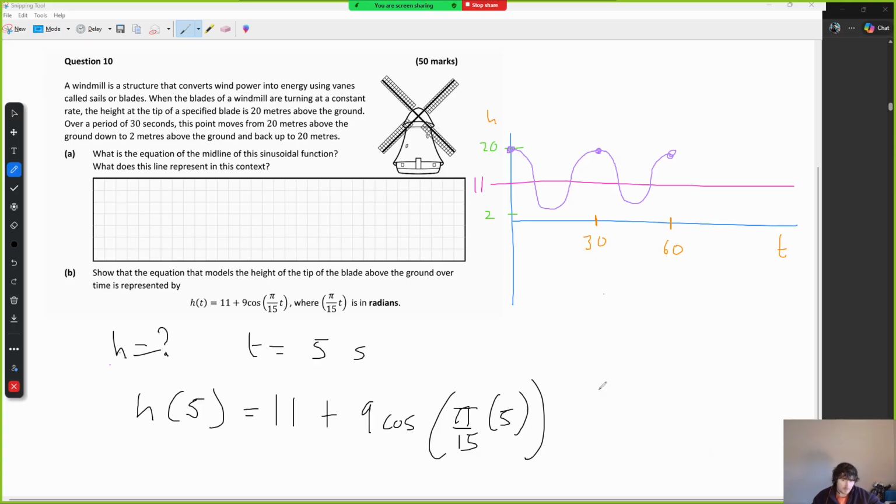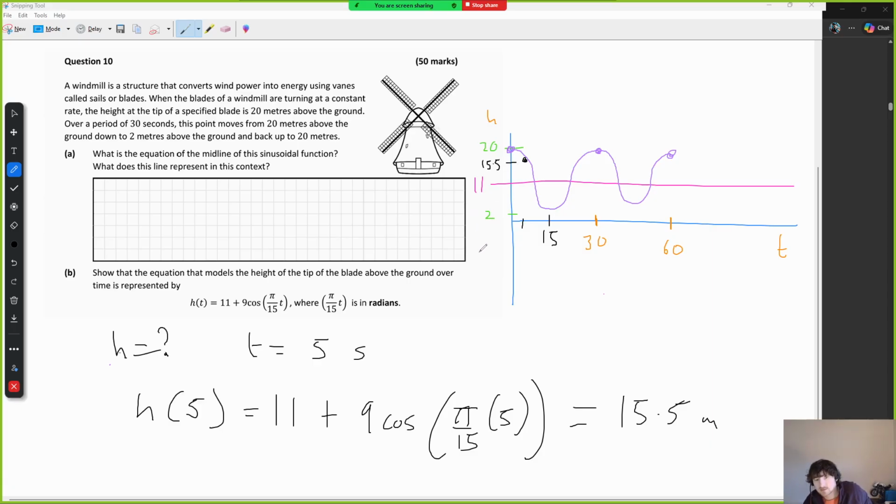And I'll type that in here, making sure calculator is in radian mode. So 11 plus 9 cosine of pi over 15 multiplied by 5. So I'm getting that the blade worked out as a nice number, so we're lucky. 15.5 meters. And does that match up pretty well with our graph? So if we look at this, this here is obviously 15, so 5 seconds is probably right back here. And yeah, that looks pretty close to about 15.5. So the graph is definitely doing its job.